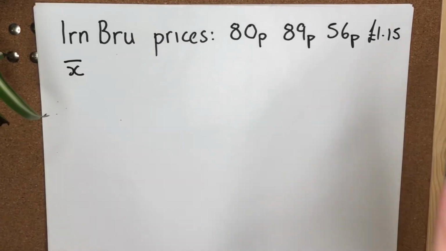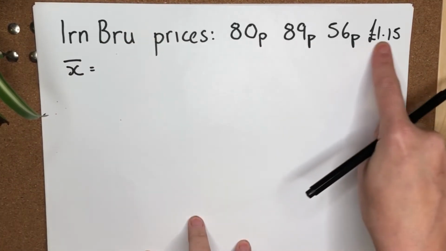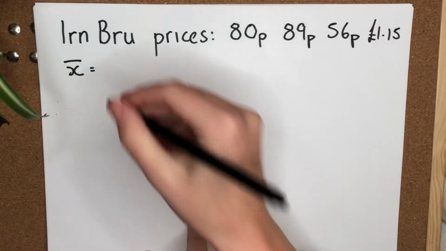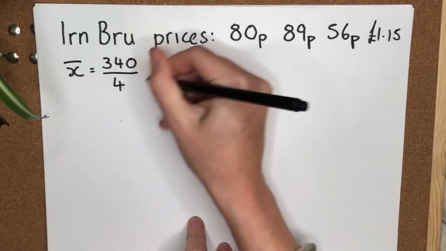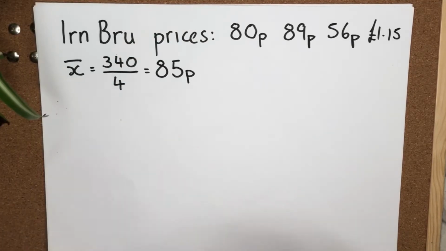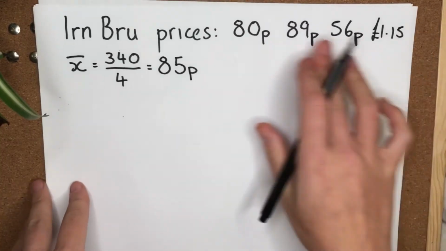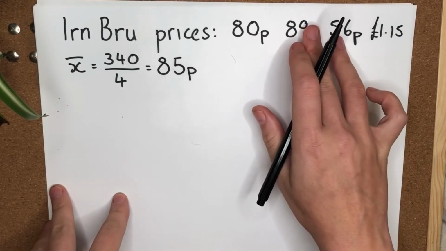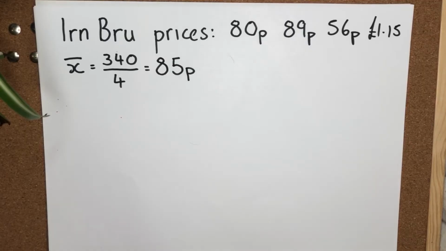Okay, so we add them all together, divide by the number of numbers. The total of all of these prices in pence, being careful of this one, is 340 pence. And I'm going to divide by 1, 2, 3, 4 because there's 4 pieces of data. And that gives me a mean of 85 pence, which roughly makes sense. If you look about the average of these, you're like, yeah, that one's close to 85. These two are kind of close to 85. This one's way under, this one's way over. So 85 intuitively sounds about right.